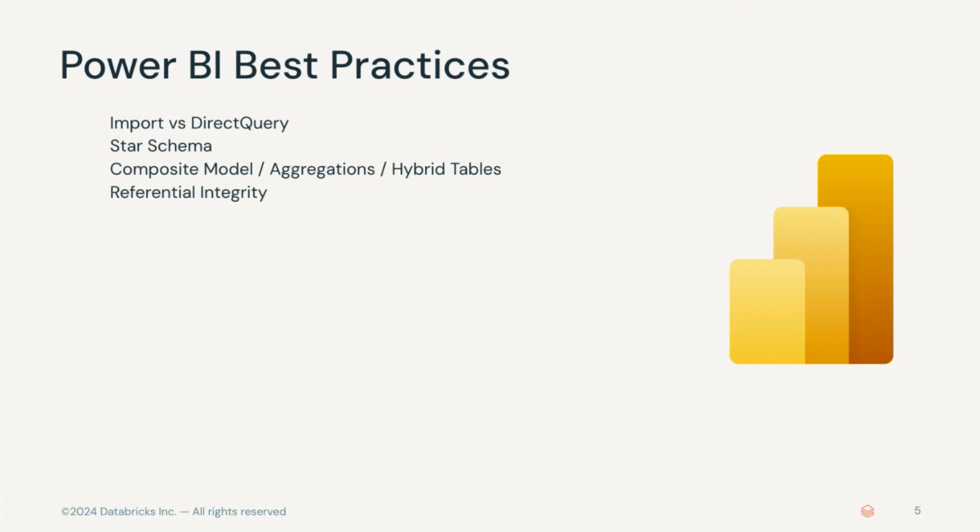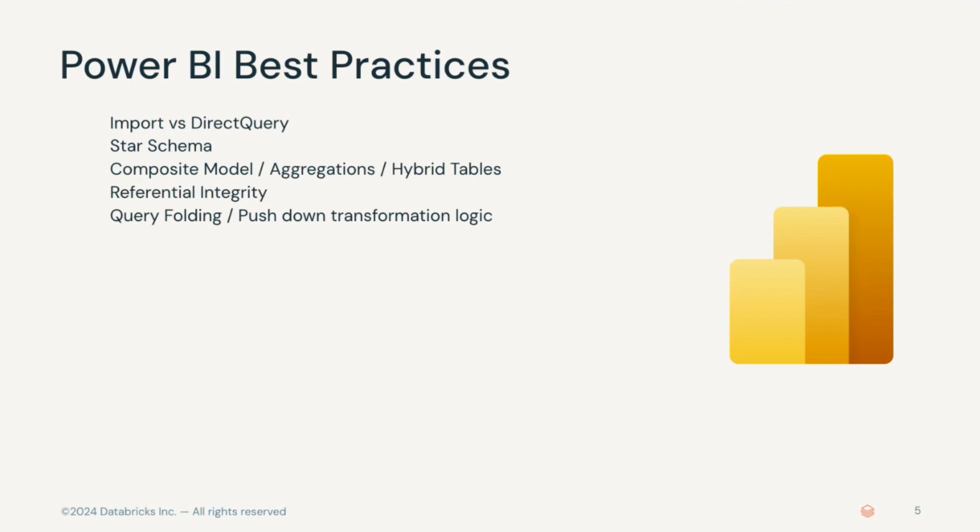Referential integrity. This is a toggle in the relationship management UI in the model view of Power BI. You want to toggle that on if you know that the relationship between the two tables are inner joins. This is just because inner joins operate a lot faster. This is not necessarily just Databricks. Inner joins operate a lot faster in any SQL engine.